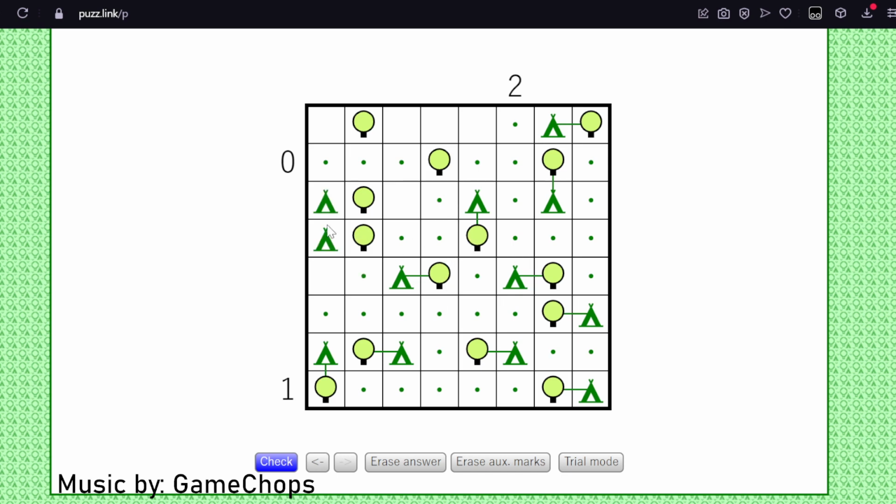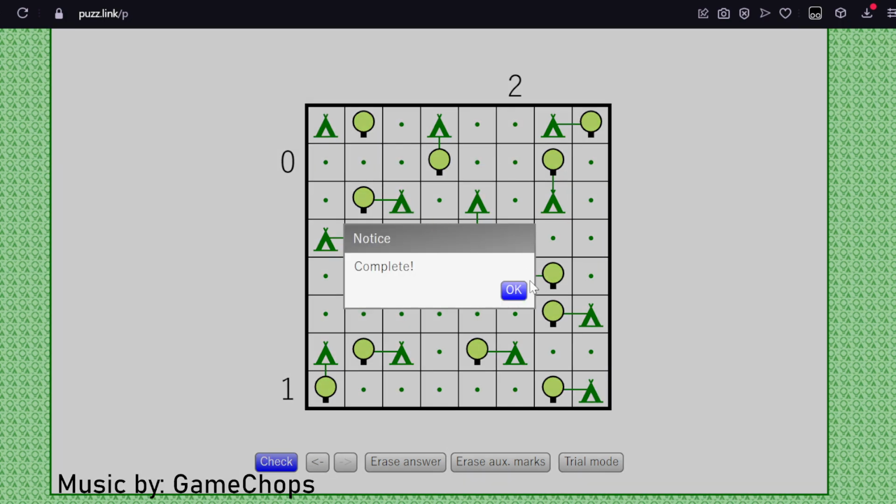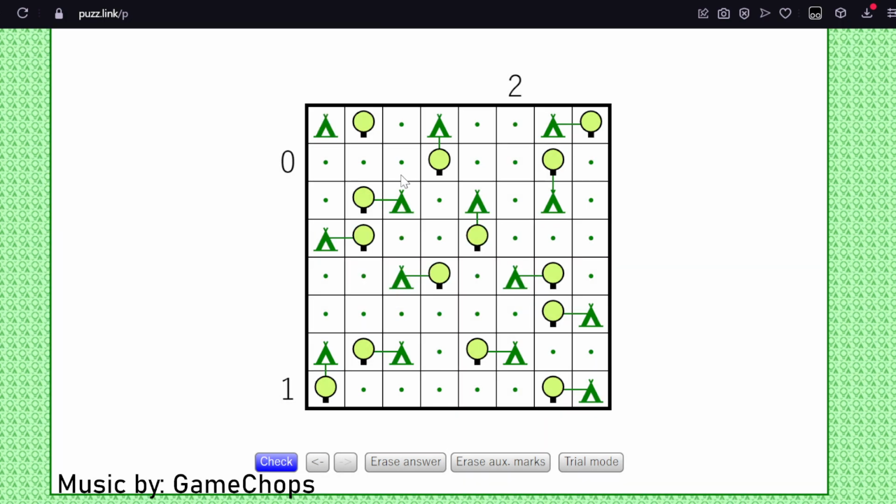This tent cannot be completed. This one has to be a tent for this tree. This one has to have a tent over there. And the last one is over here. Complete. Nice. Okay. Sweet.